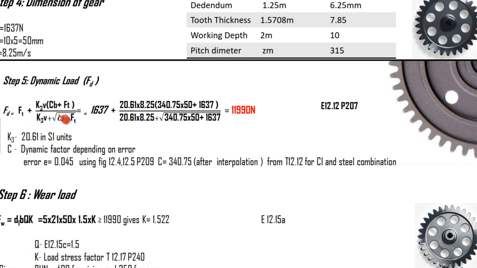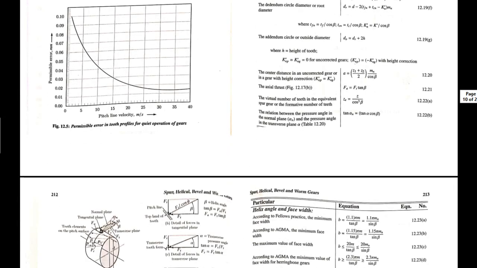Ft, B, K3 is nothing but 20.61. V, everything is available. The only unknown value is C. C is called as the dynamic factor. So in order to find out the dynamic factor, we have to find out the error. Now let us go to the data handbook and see how we'll calculate the error.